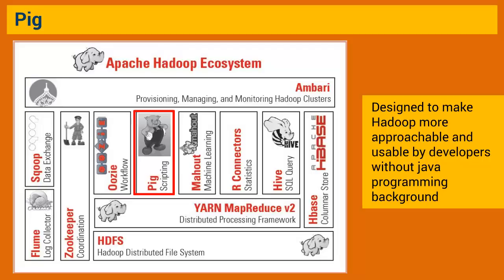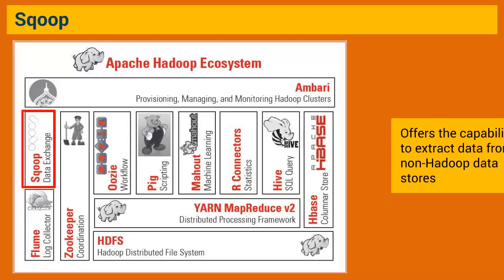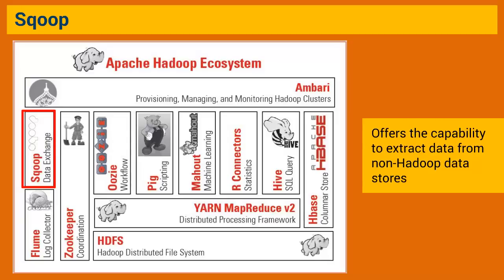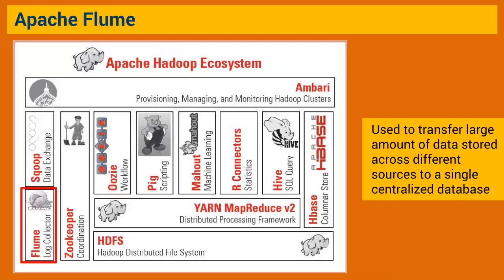Hadoop cluster. Sqoop, SQL to Hadoop, is a tool that offers the capability to extract data from non-Hadoop data stores like MySQL, transform the data into a form usable by HDFS, and then load the data into HDFS. Apache Flume is a distributed system that is used to transfer large amounts of data stored across different sources to a single centralized database. Flume is a reliable system and able to efficiently collect, assemble, and move data.